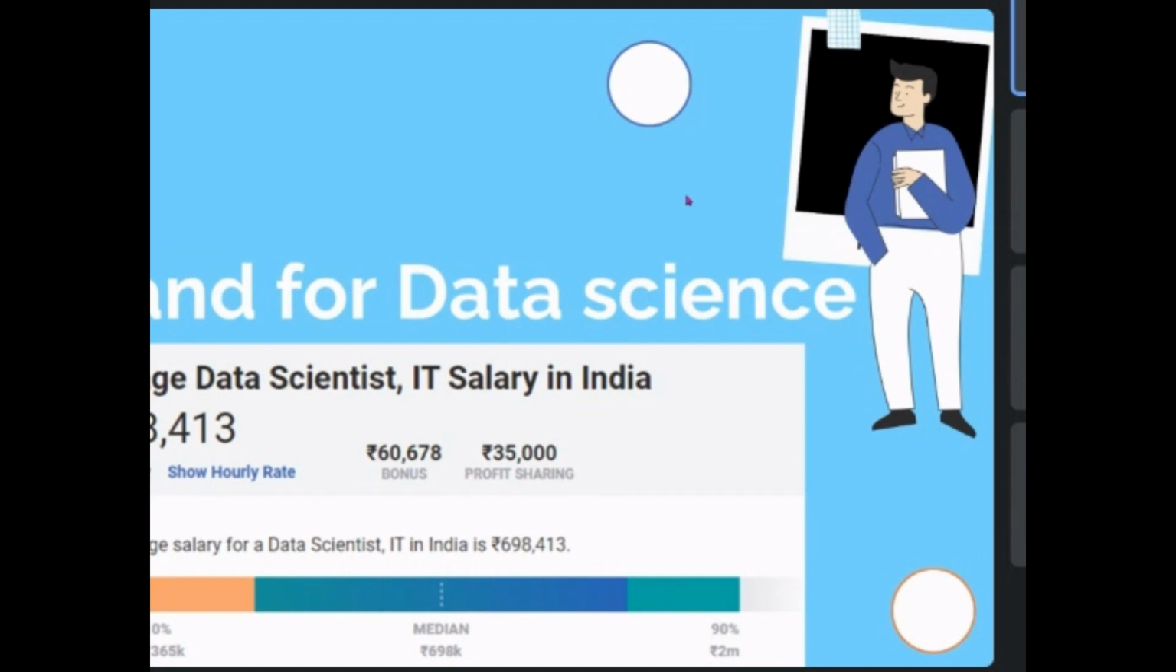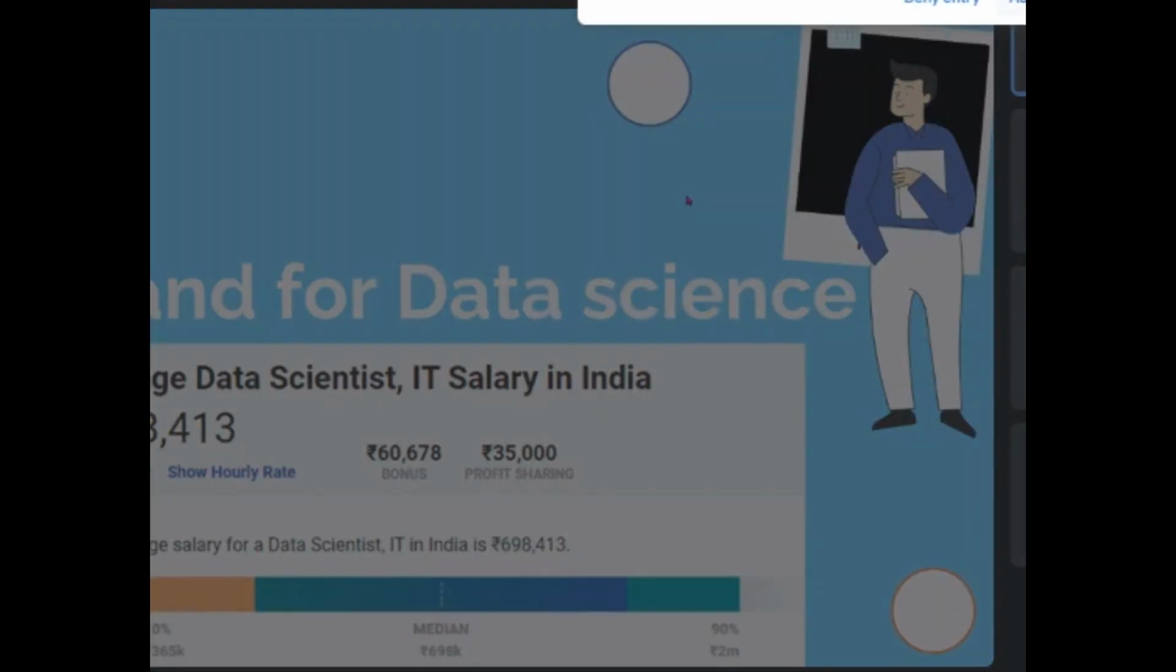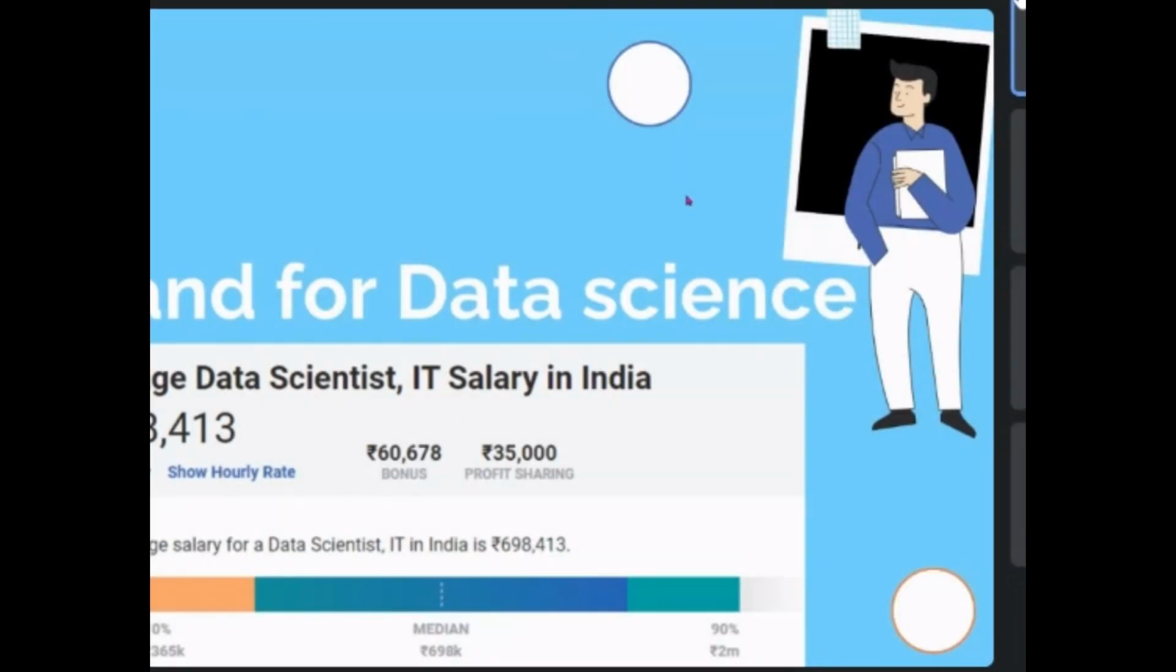Chatbots are an example of natural language processing. Our smart bots are an example of the work of a website developer or an app developer. This is the only reason the demand for data science is increasing day by day.